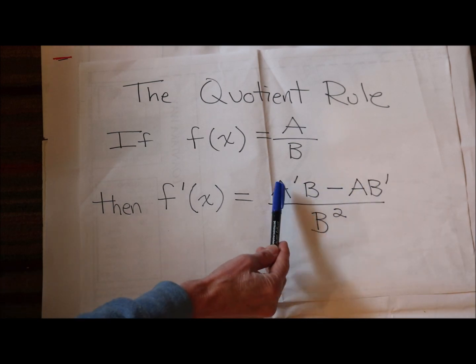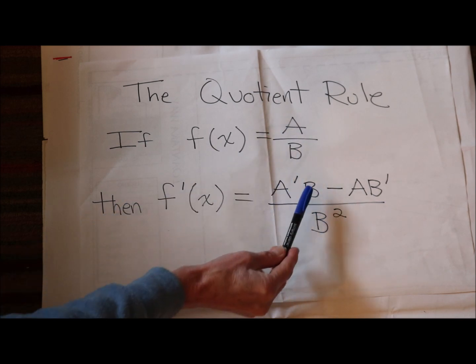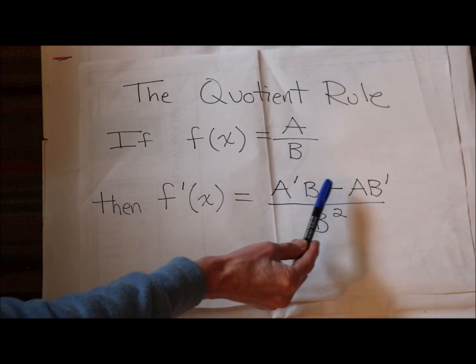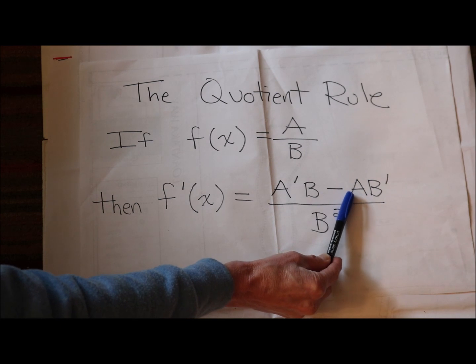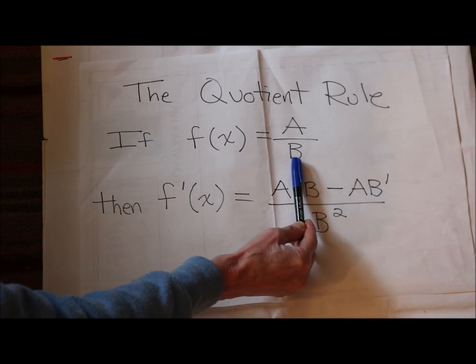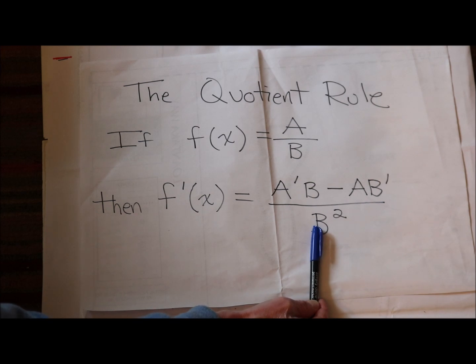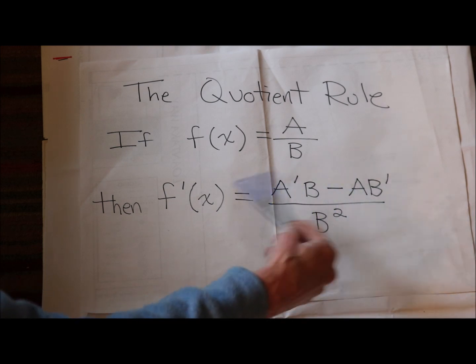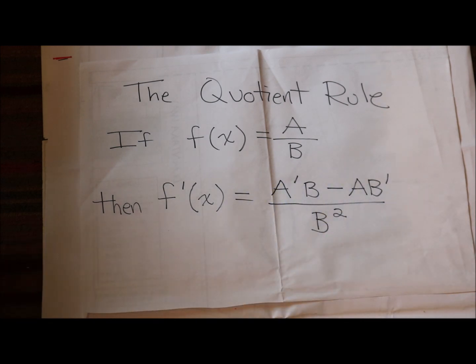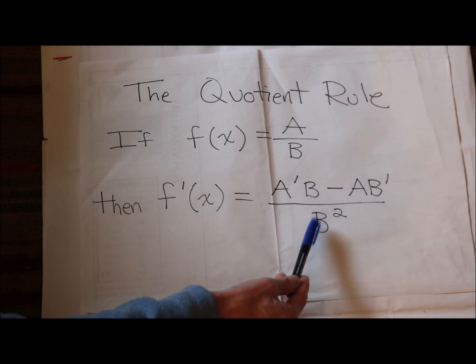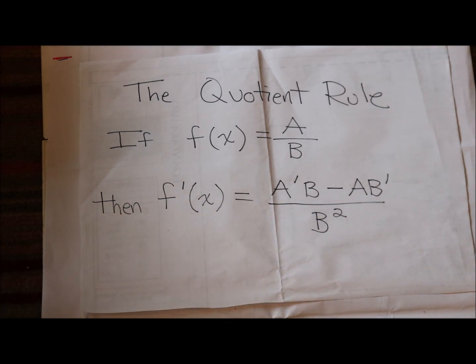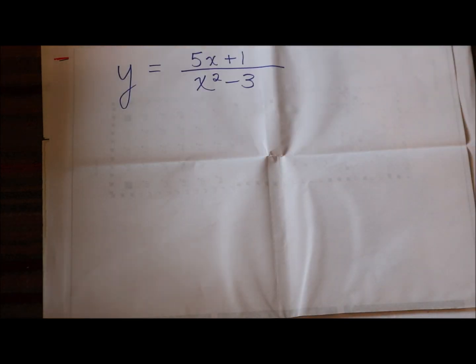In other words, the derivative of the function on the top times the bottom function as it is minus the top function as it is times the derivative of the bottom function all over the bottom function squared. We're not going to derive this today, but there's a cool way that you can use the product rule to prove that this is true. That might be a fun challenge for you to try to come up with the quotient rule using the product rule. Here's our first example.